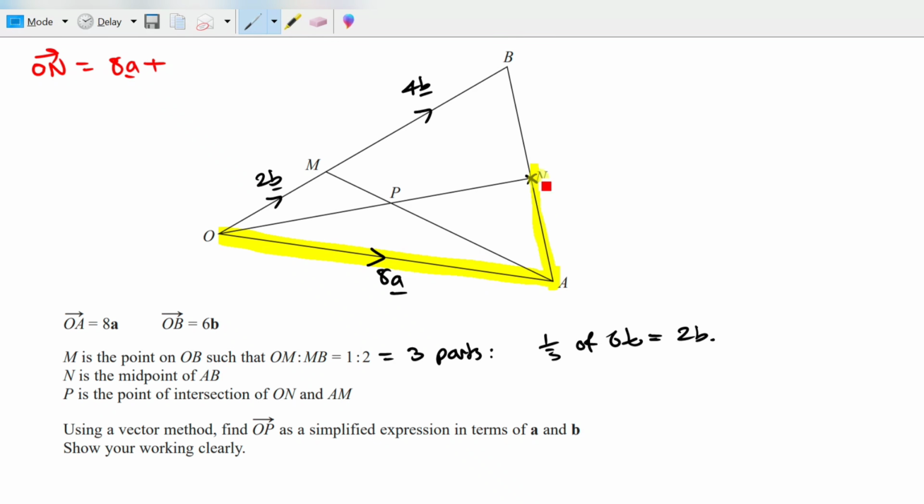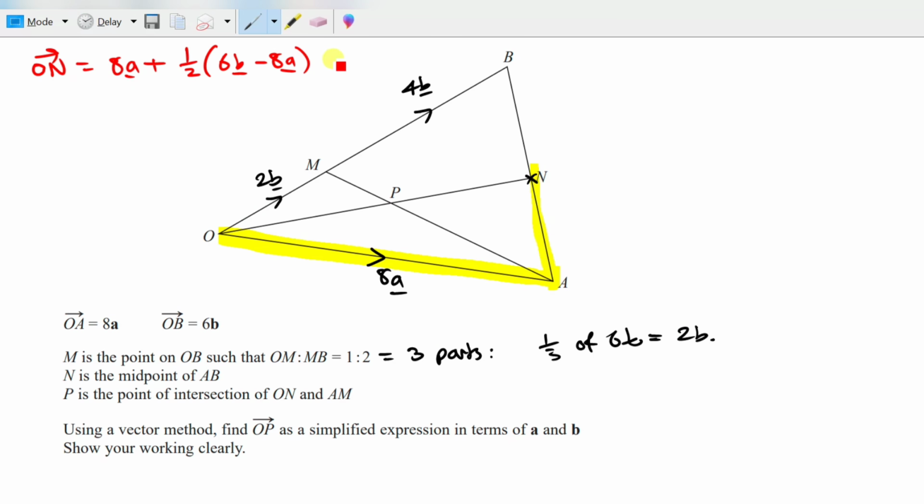So to go from A to N, we can go all the way back to O, back to B, and then realize that this is the halfway mark. So this is half the distance of 8A going back and 6B going across. So it's half of, I'll keep it positive, 6B minus 8A. Okay, so we went 8A back and 6B across.